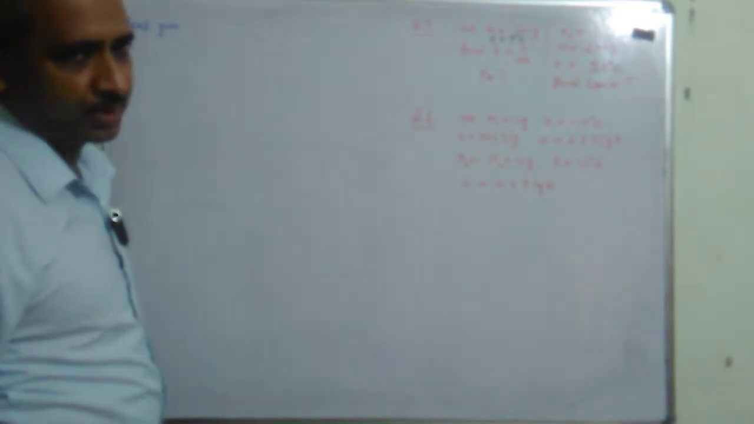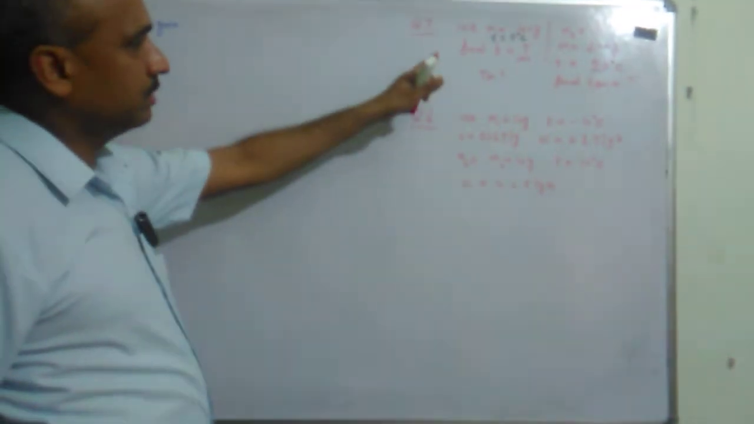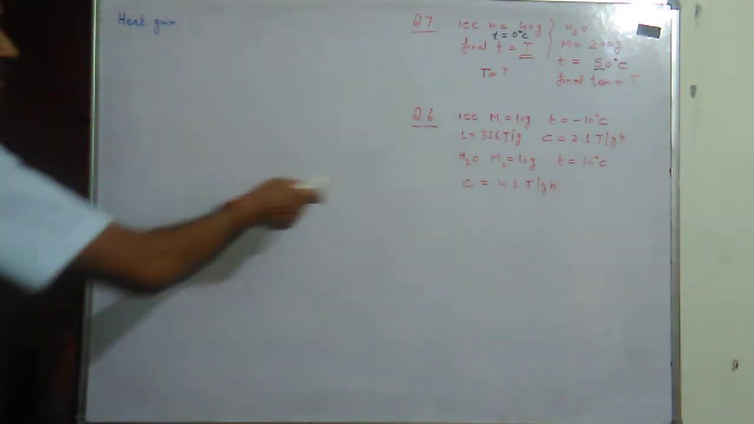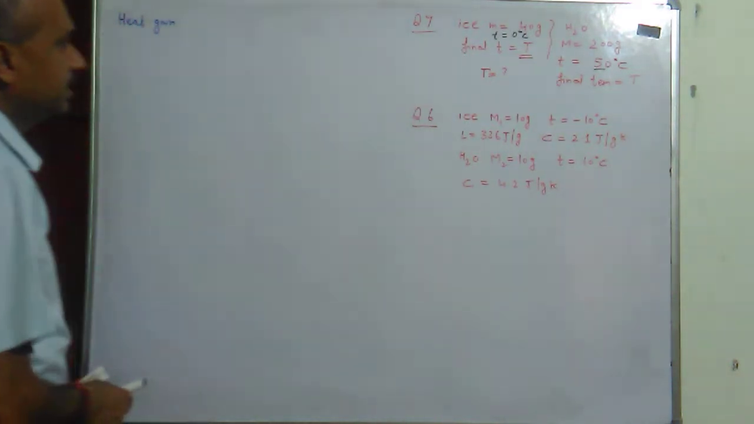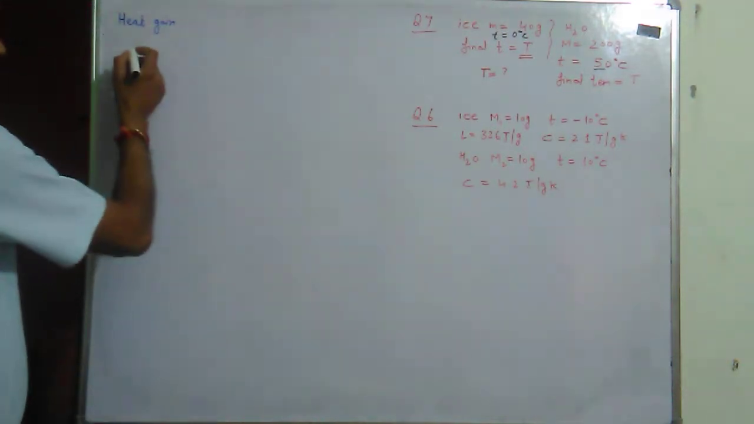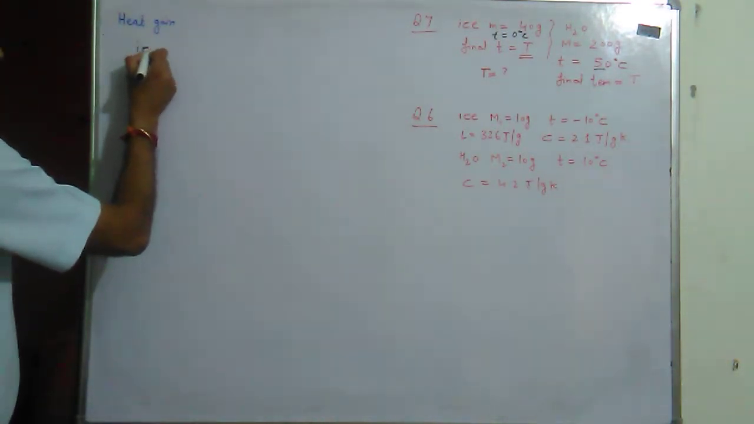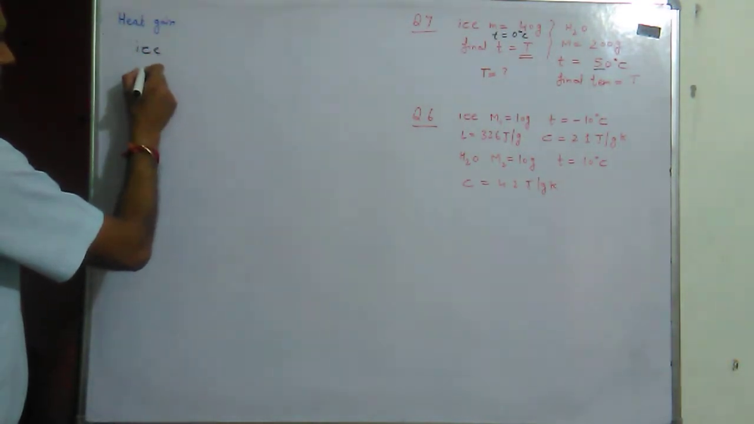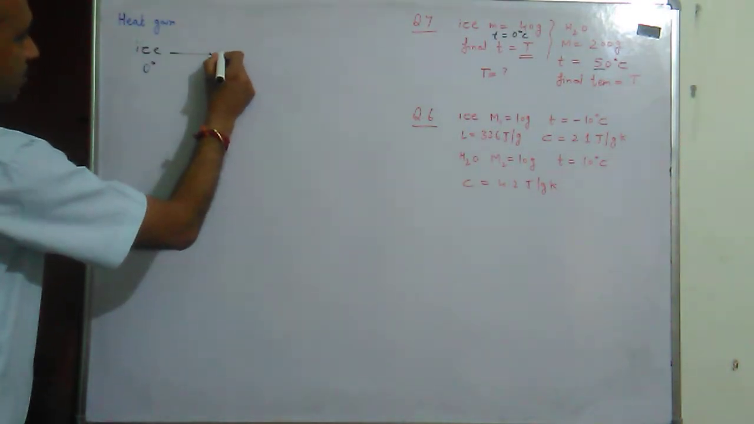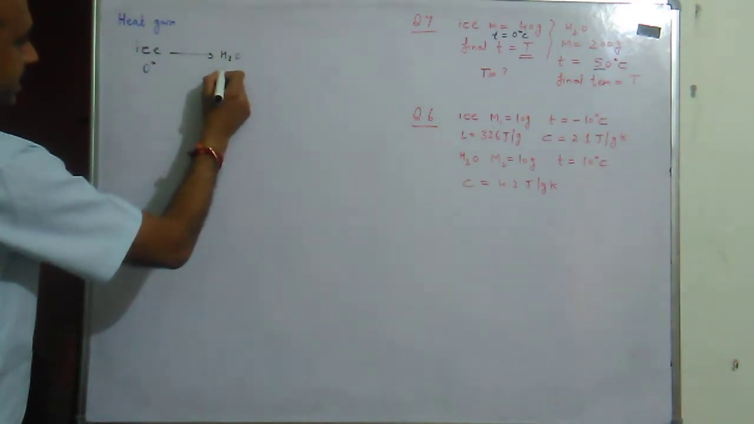So first of all, by the principle of calorimetry, let us find out the heat loss and heat gain. Heat gain, obviously, this ice will gain heat. How the process takes place, let us draw it first. We have ice at 0 degrees Celsius. First of all it goes to water at 0 degrees.